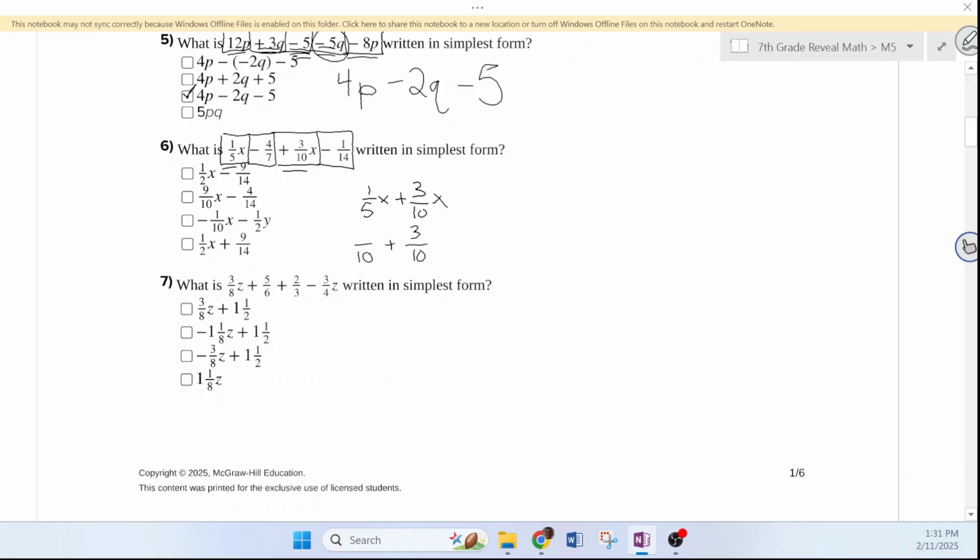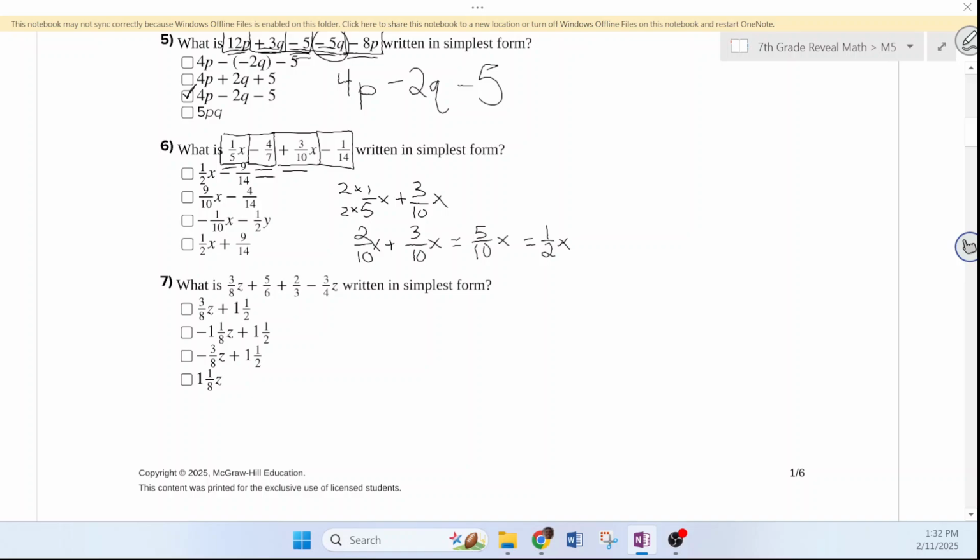This one just stays. For this one, I have to multiply 5 by 2, so I have to also do the top by 2. There we go, 2/10 x. So 2/10 x plus 3/10 x gives us 5/10 x, which equals 1/2 x. All right, so that's our first part.